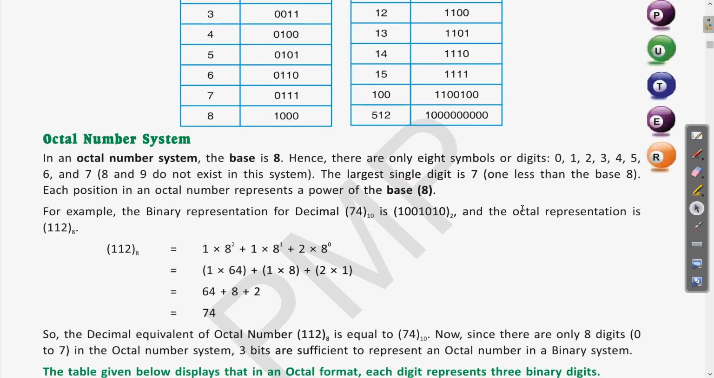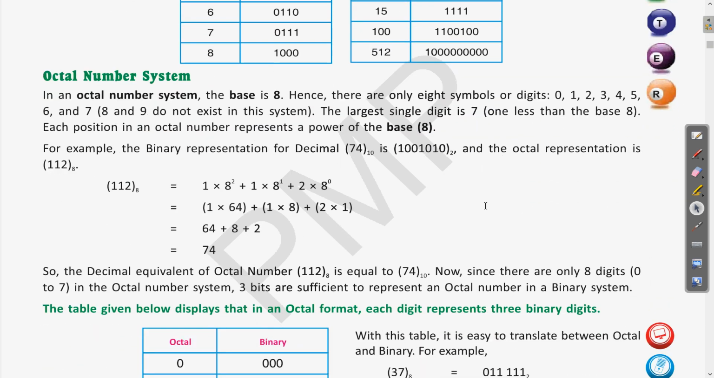So now the next was the octal number system. As in the decimal there were 10 digits, in the binary there were 2. So in the octal we have the base 8. Base 8 means only 8 digits can be used, and these are 0 to 7. 1 to 7 will be 7, and including 0 it will be 8. In the octal number system 8 and 9 will not be there.